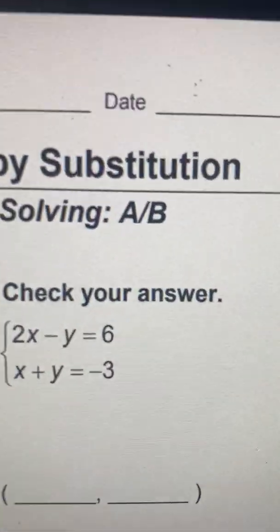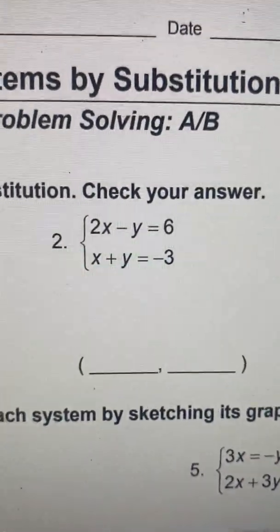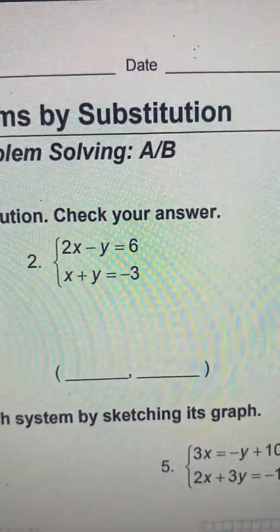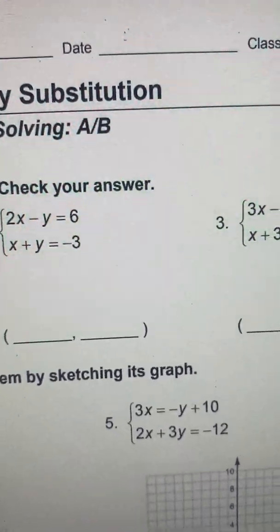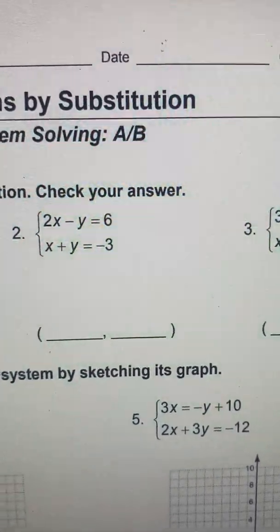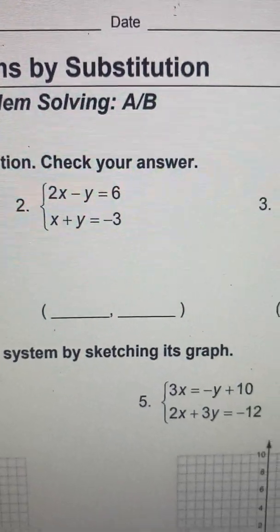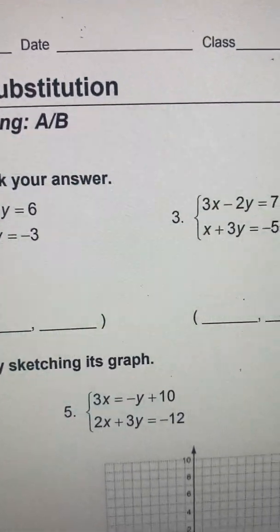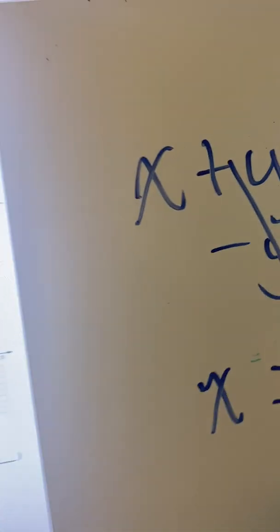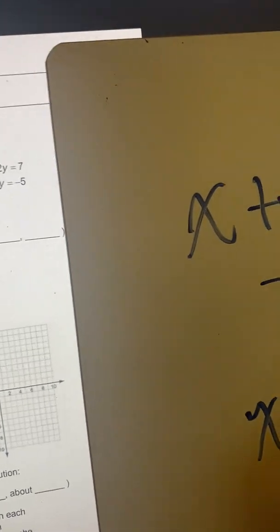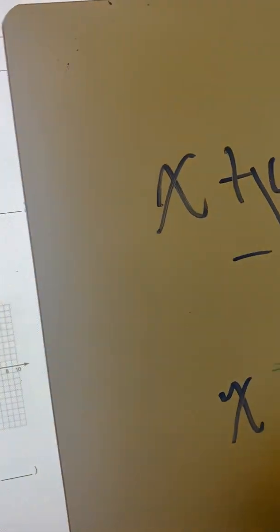I'm going to isolate, first off, step 1 is going to be isolating the x in the bottom problem. So x plus y is equal to negative 3. I've got to subtract the y from both sides. And it's going to be x is equal to negative 3 minus, stop and slow down. It's going to be negative y minus 3.